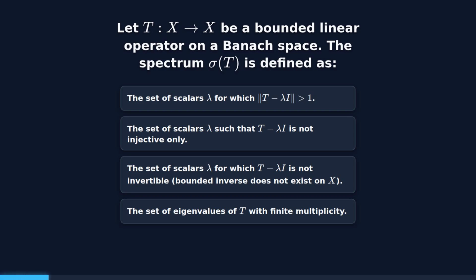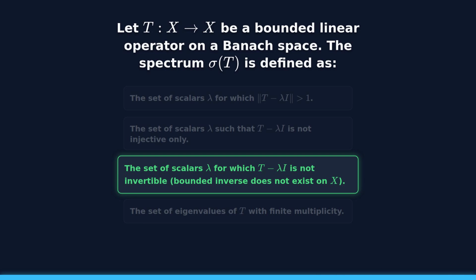Let T: X to X be a bounded linear operator on a Banach space. The spectrum, sigma of T, is defined as the set of scalars lambda for which T minus lambda I is not invertible, that is, a bounded inverse does not exist on X.